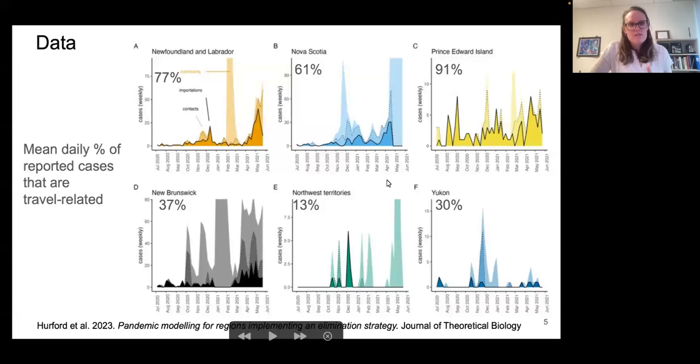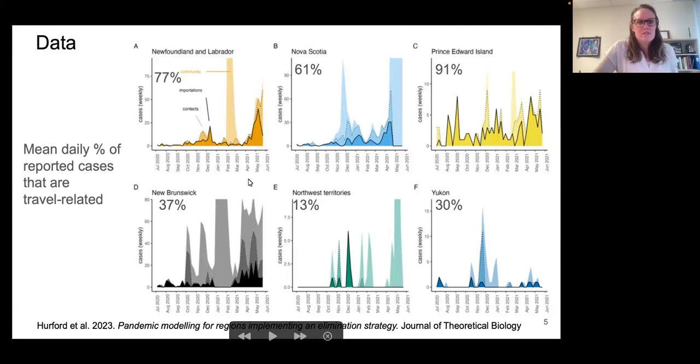The other aspect of elimination is that not only are these numbers high, so most of the cases being reported are travel related, but you have these periods where you have absolutely no community cases being reported. So in Newfoundland and Labrador, from July 2020 until February 2021, very few, if any, community cases reported at all. Everything is travel related. And then you have a community outbreak. And during that time, the community spread overwhelms the importations. And so you flip between the situation where either all of your reported cases are travel related or all of your reported cases are community cases.